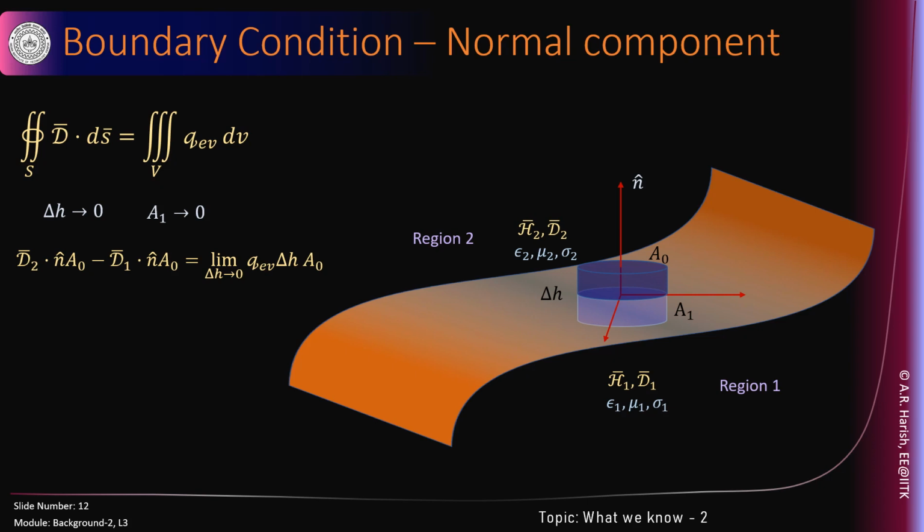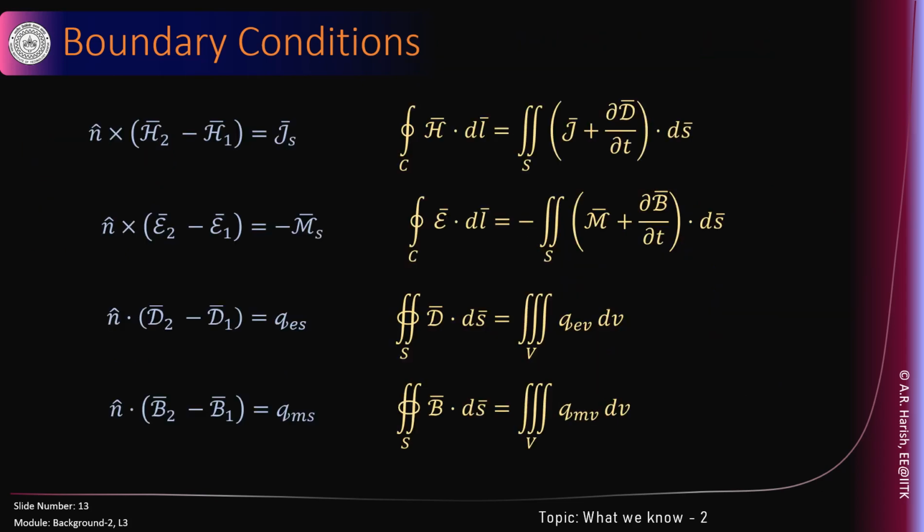Right hand side is very straightforward. In the limit delta H tends to 0, Q_ev delta V is nothing but Q_ev delta H A0. That's a very nice result. Cancel off A0. What we have is a simple relationship where we have used the surface charge density Q_es, which is the limit delta H tends to 0 of Q_ev delta H. And what we get is the boundary condition for the normal component of the electric flux density D. So (D2 minus D1) dot n cap is Q_es.